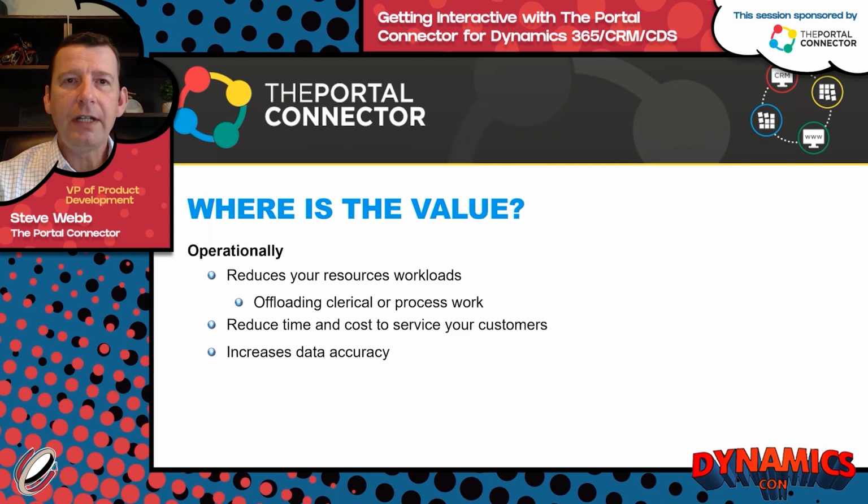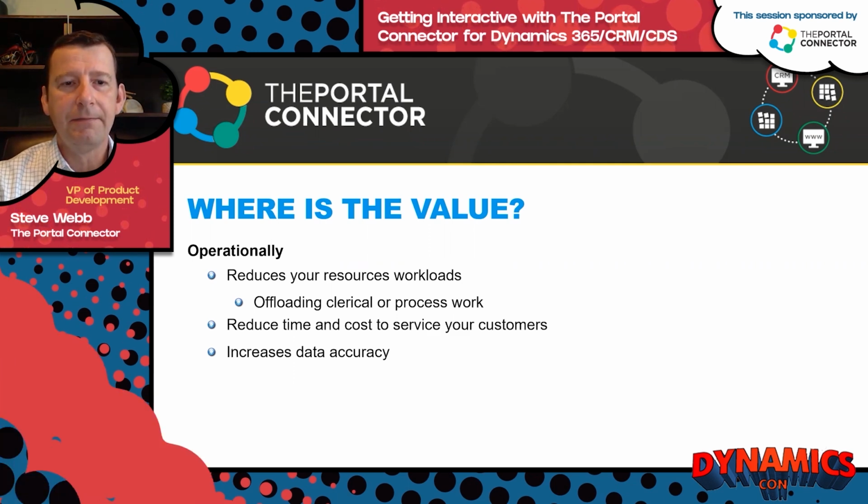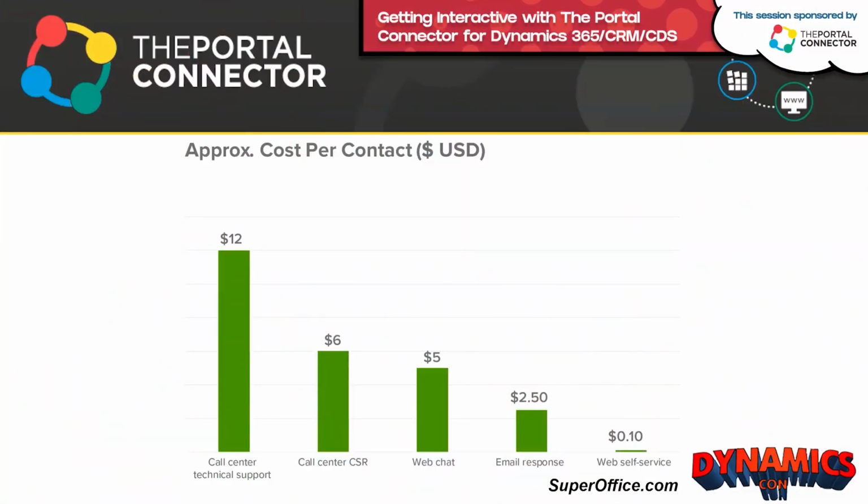Again, to try and quantify operational value, we can look at the following stats. SuperOffice.com did some analysis based on standard mechanisms for customers to reach out to an organization. Based on an average interaction requiring manual intervention, it could range anywhere from $2.50 to $12 per touch point. In comparison, a self-service portal could cost well under $1 per interaction.